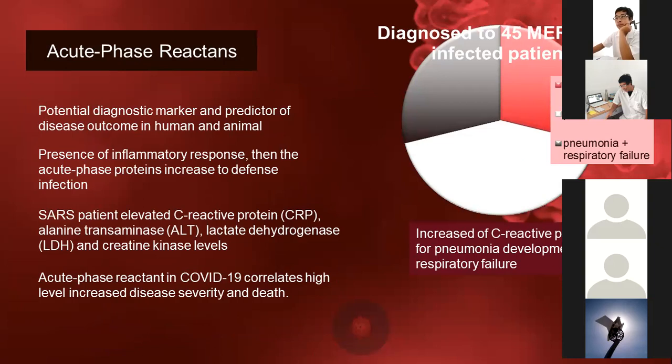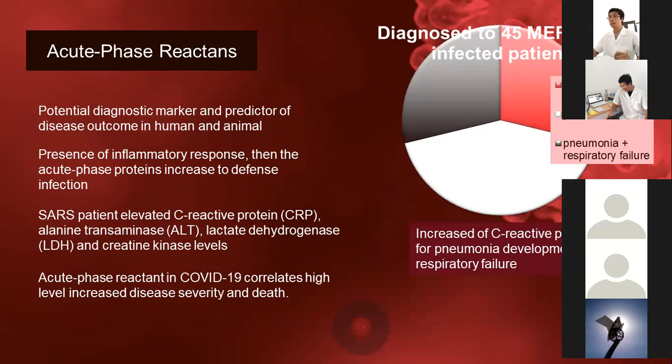Now I'd like to explain about the acute phase reactant. This is a potential diagnostic marker and predictor of disease outcome in humans and animals. Infectious and non-infectious agents can induce an inflammatory response where the acute phase proteins increase and play a role in host defense against infection. In SARS patients, there are elevated C-reactive protein, or CRP, alanine transaminase, or ALT, lactate dehydrogenase, LDH, and creatine kinase levels. Acute phase reactant levels in COVID-19 correlate with increased disease severity and death.